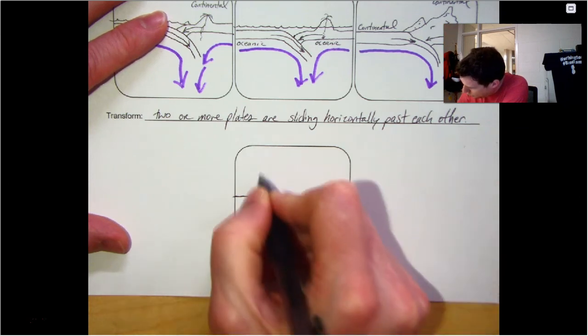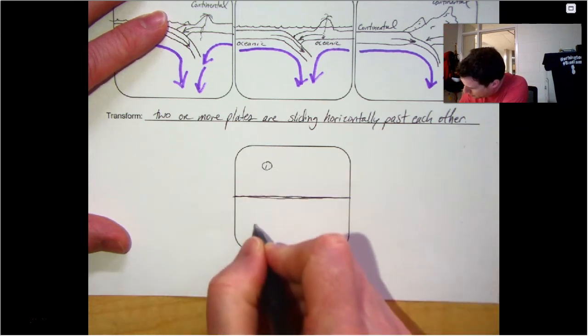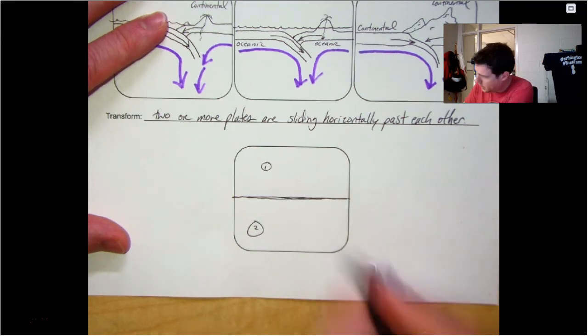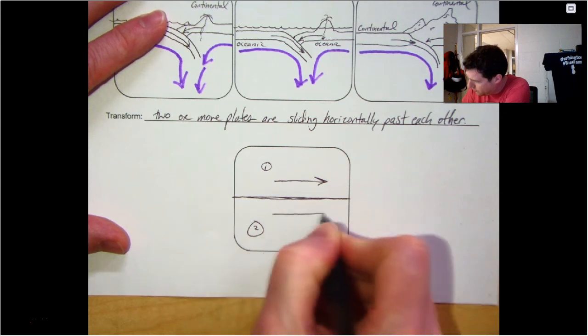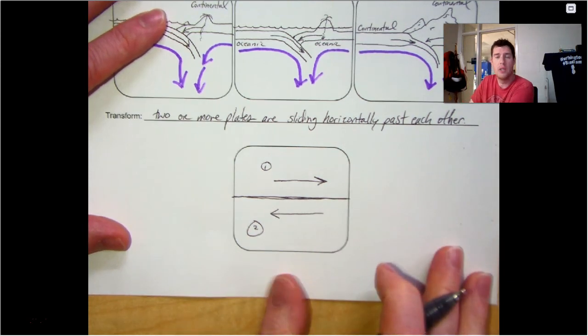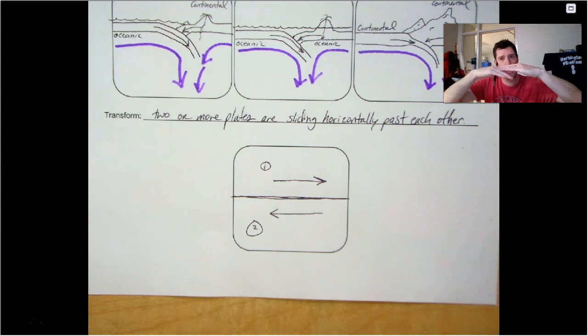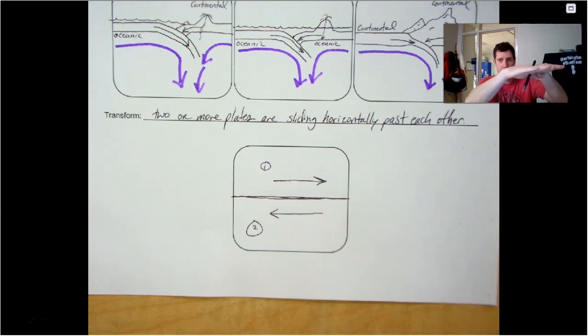So you've got plate number 1, you've got plate number 2 right here, okay? And all they're doing is sliding past each other, okay? Nothing is being subducted, nothing is being really buckled upward. One isn't winning or losing. They're just kind of sliding past each other this way. Now, this is very, very tectonically active.